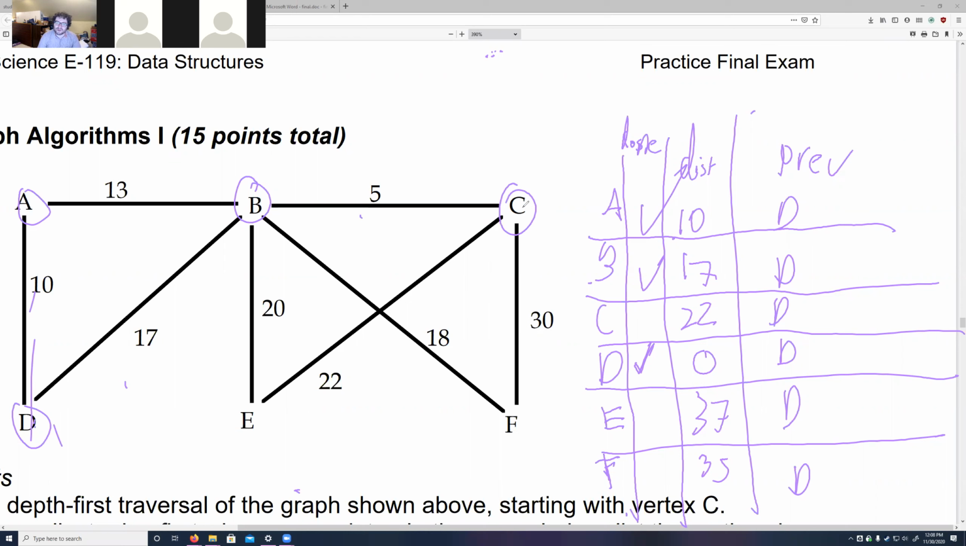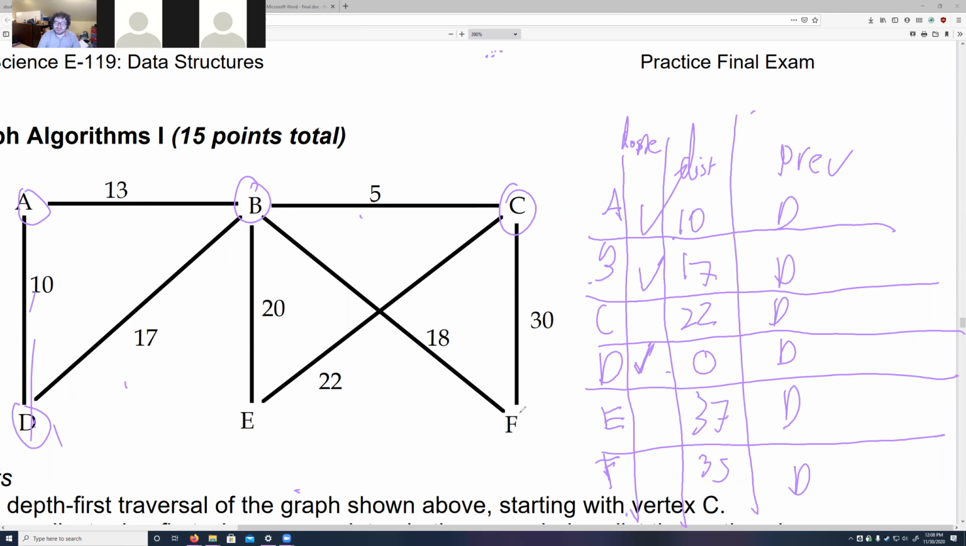Let's look at our routes. We've got 22 to get to E. So the cost to get to C is 22, and the cost to get from C to E is 22. So 22 plus 22, that's 44. Is 44 less than what we currently have? No, it is not.